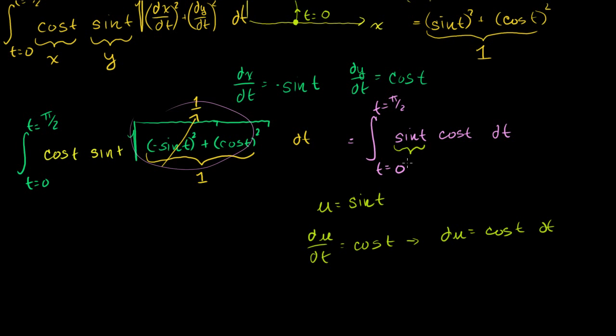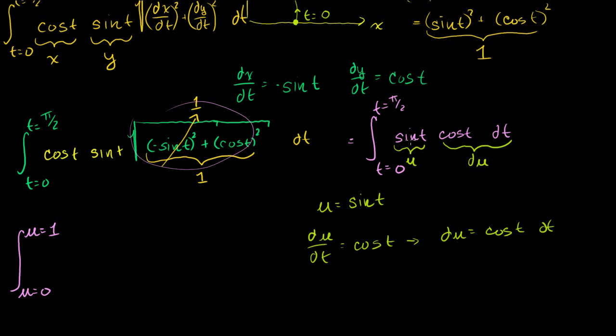And notice, right here I have a u, and then cosine of t dt, that thing right there is equal to du. And then we just have to redefine the boundaries. When t is equal to 0, what is u equal to? Sine of 0 is 0. So this goes from u is equal to 0. When t is pi over 2, sine of pi over 2 is 1. So when t is pi over 2, u is equal to 1. So from u is equal to 0 to u is equal to 1. I just redid the boundaries in terms of u.